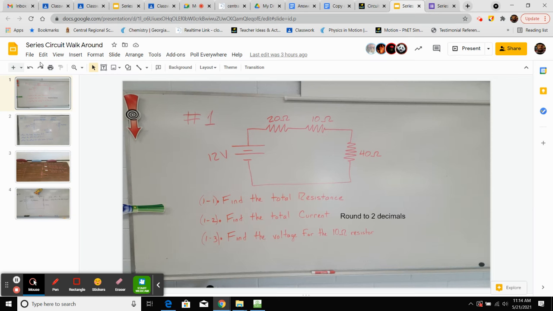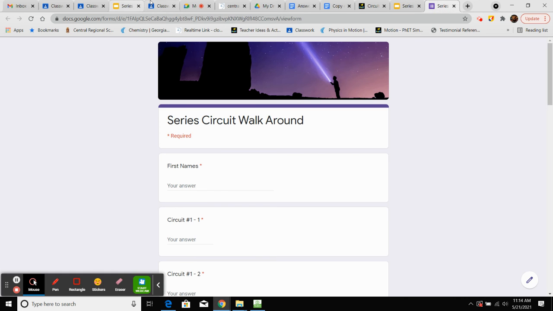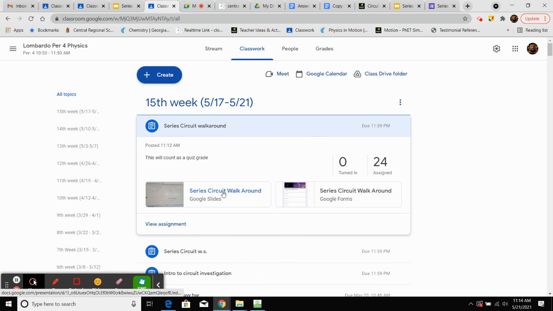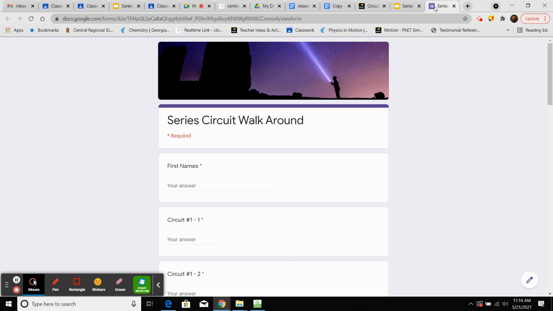So guys, today we're going to complete our series circuit walk around, in which there are a couple different problems. You are going to find them based off the picture on the Google form that is attached to your assignment here. So you need to have this open. Now the Google form requires things to be typed in a certain way for certain pieces.